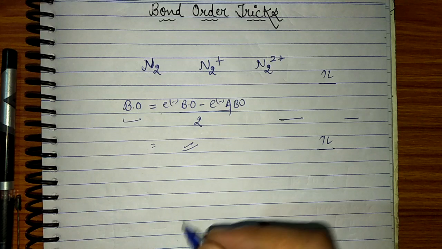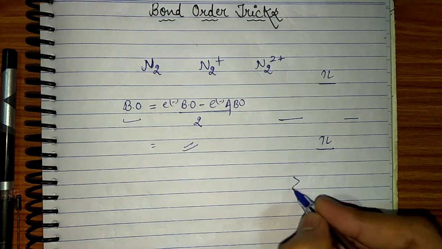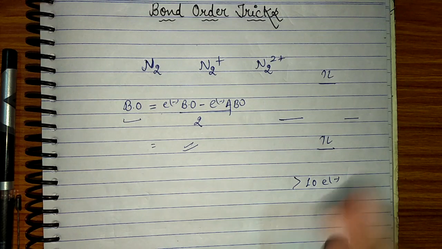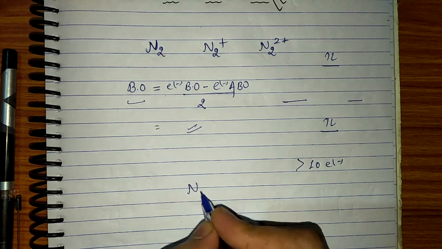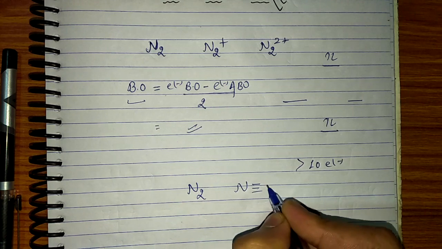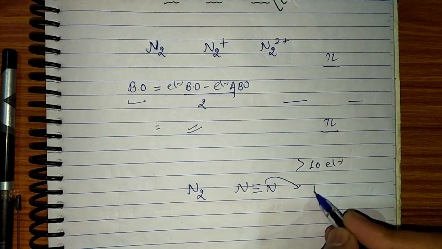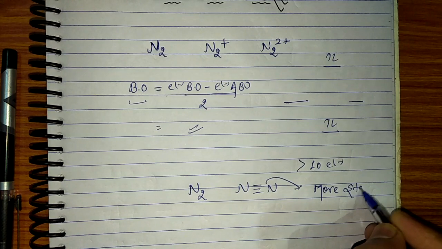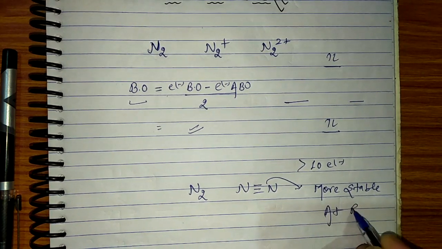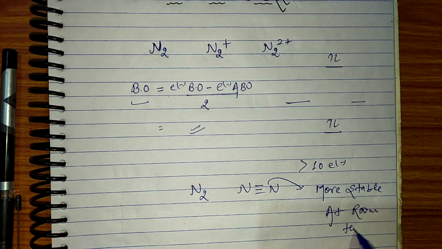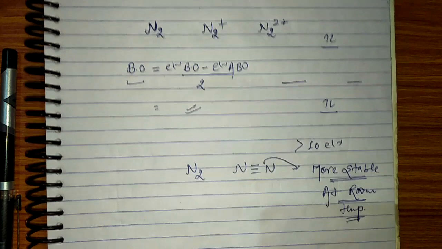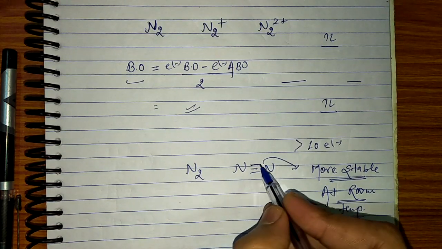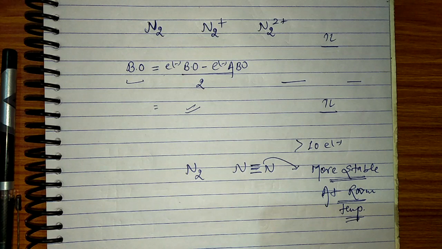But what if the molecule has more than 10 electrons? Now it is actually very difficult to find the bond order for such molecules. So yeah, here's the trick. You just need to remember N2. It exists as N triple bond N, and this is why it is more stable at room temperature. This is a very famous question in the p-block. It has an N triple bond N in it, that's why it is more stable.